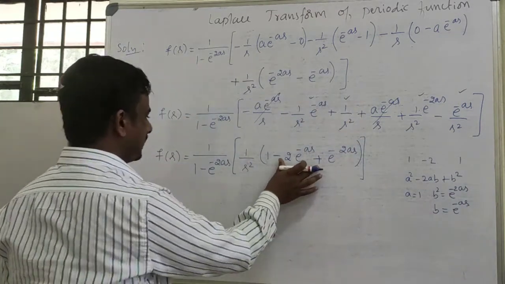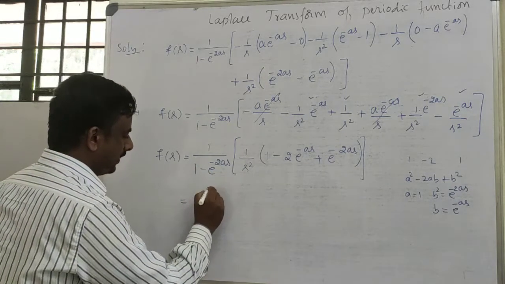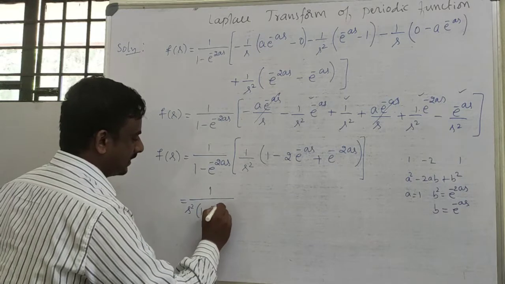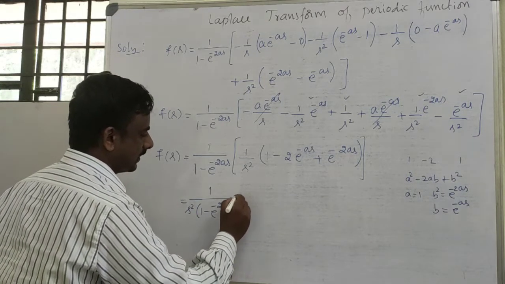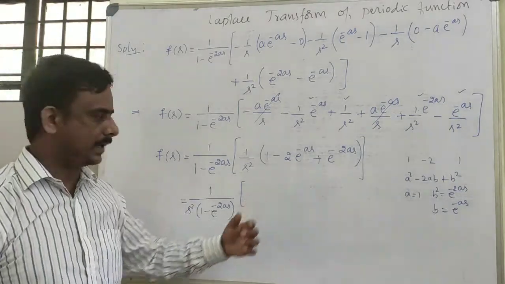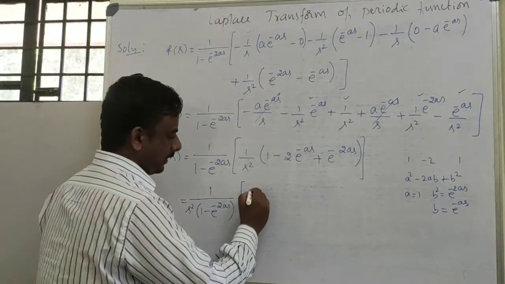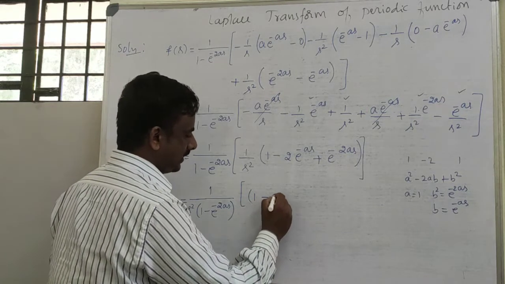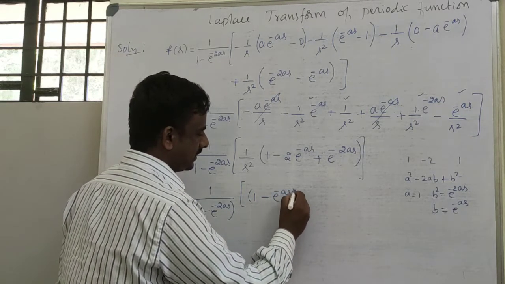So I can write this one as 1 divided by s square times 1 minus e power minus 2as times, I can write this one as a minus b whole square. That is 1 minus e power minus as whole square.